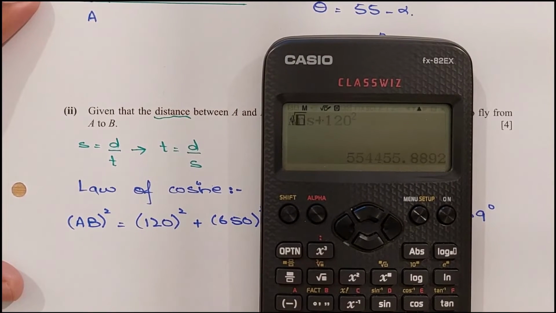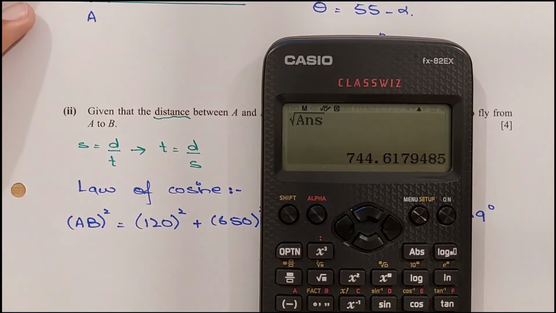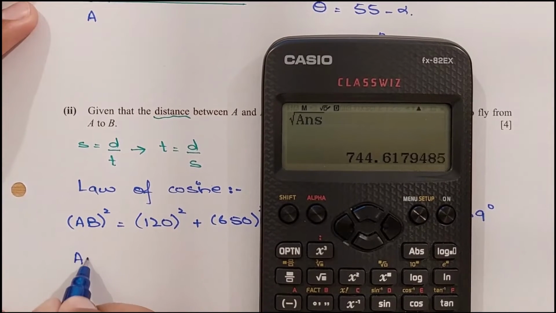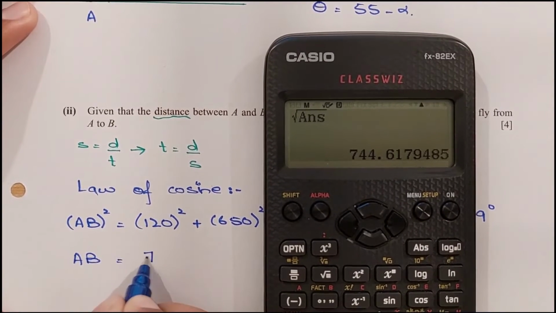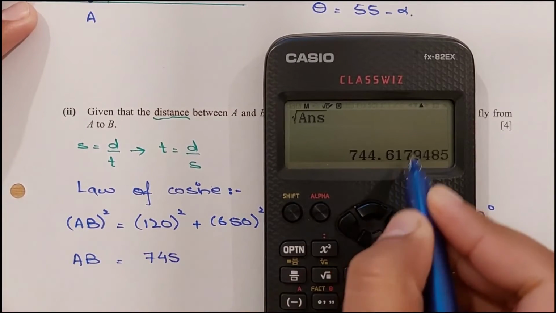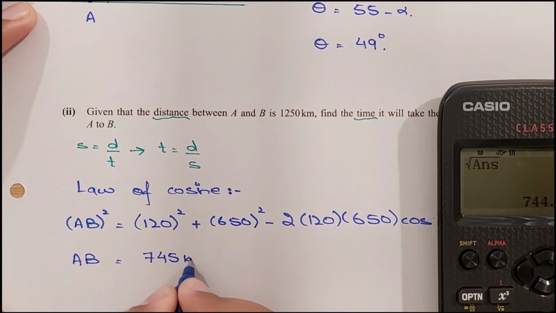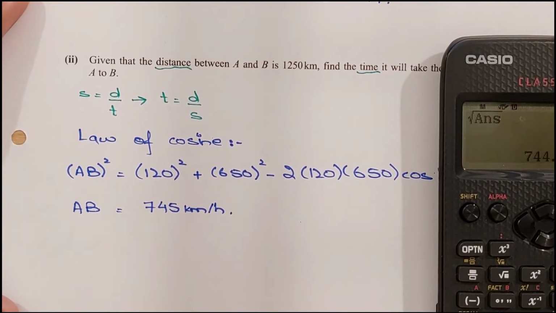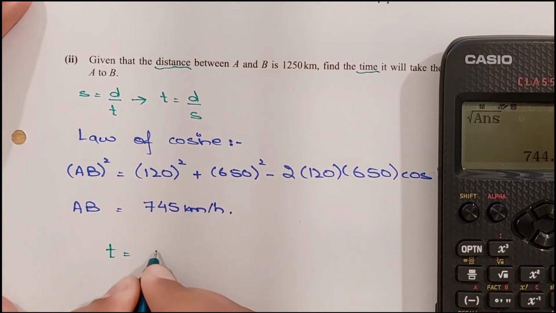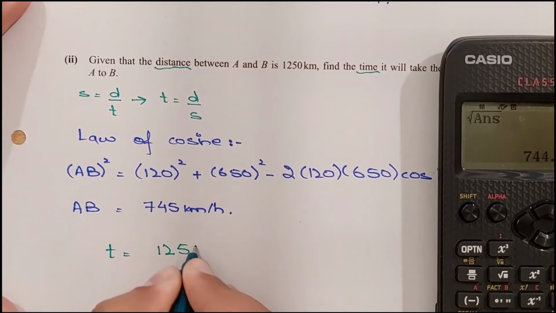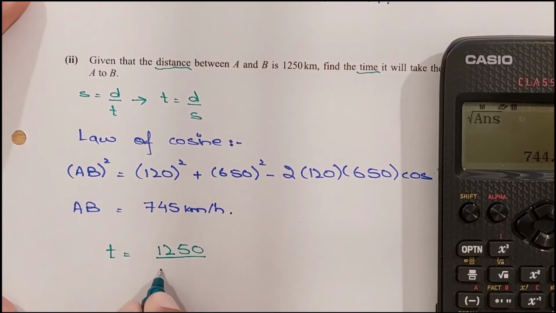Now to get AB we have to take the square root on both sides, that is 744. So we can say AB, let me round this, that is 745, because we can round to one decimal place. 745 kilometers per hour. Kilometers per hour is the speed between AB, right? So we need to find the time. So substitute into the formula. So we have time equals distance, which is 1250 kilometers, over the speed, 745 kilometers per hour.